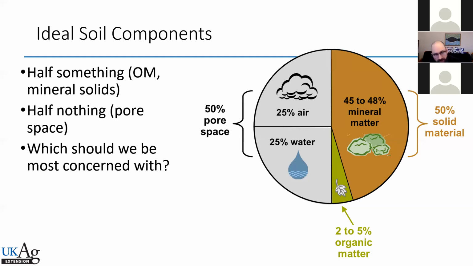And a perfect soil, an ideal soil, is half something and half nothing. What's that mean? Well, the something is solid material, either organic matter or mineral soil. And the nothing is pore space.